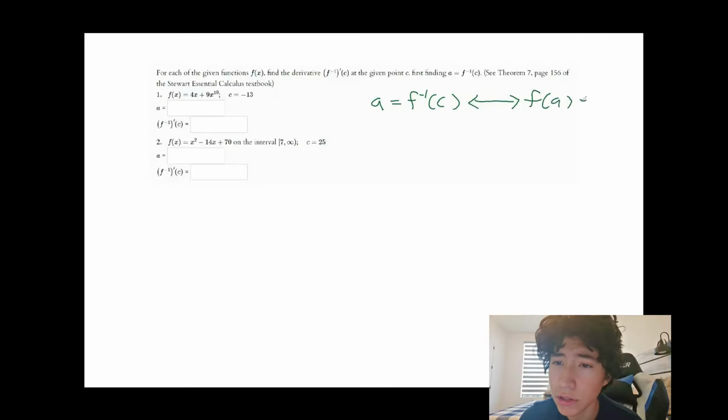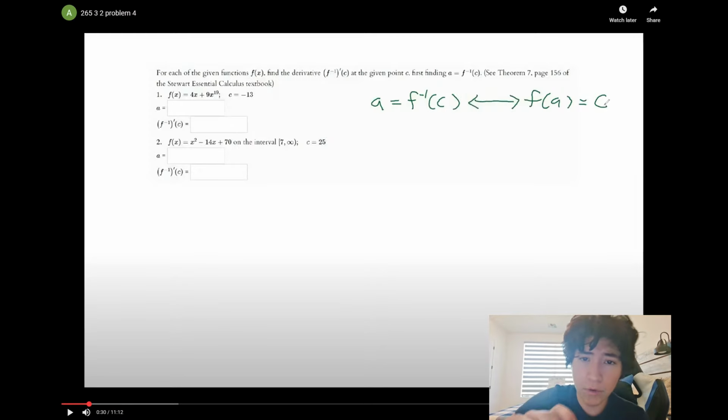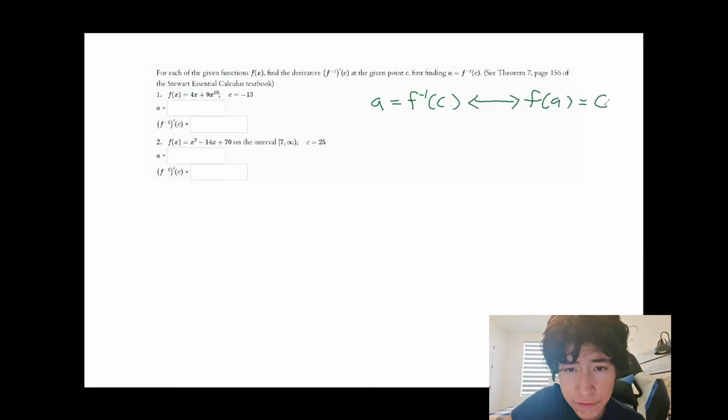f of a equals c. Okay. Yeah. All right. So we have a equals f inverse of c. So f inverse of c is a, and that implies that f of a equals c.